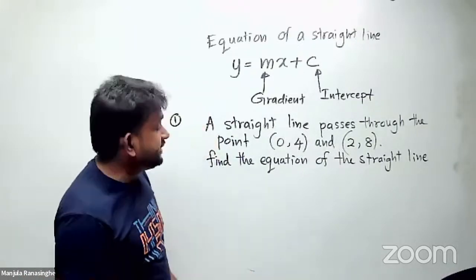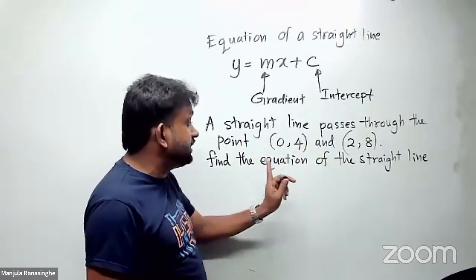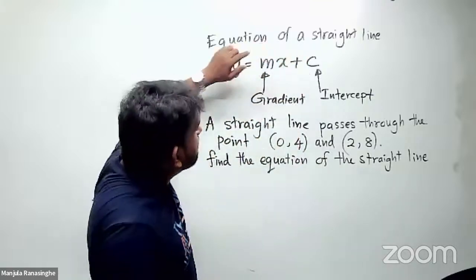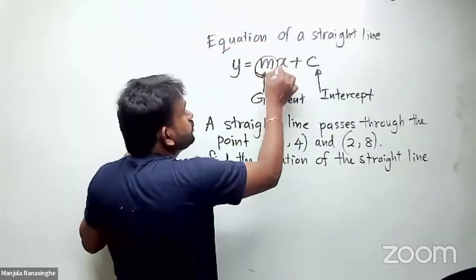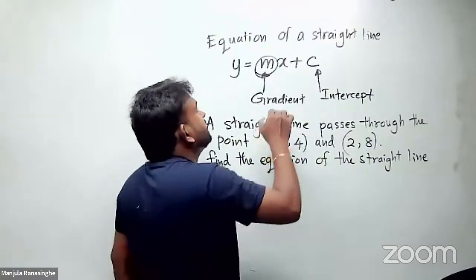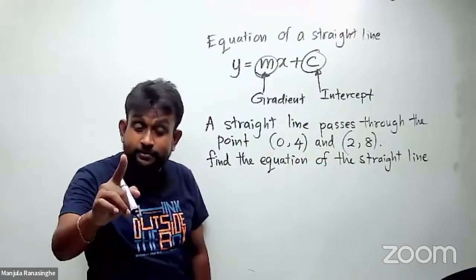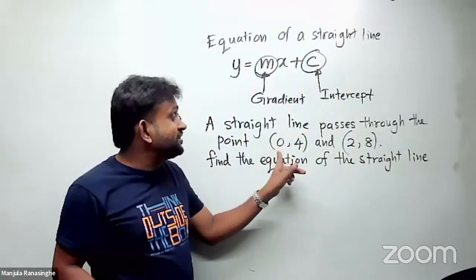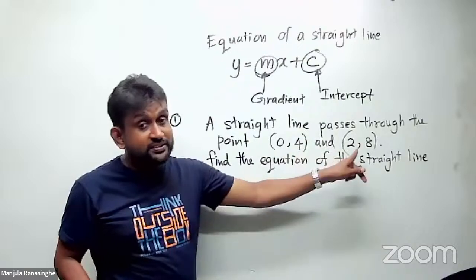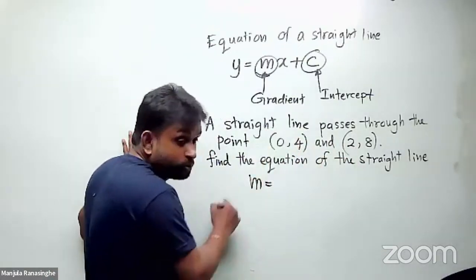Right. So what they're asking, a straight line passes through this point and this one. Find the equation of the straight line. So finding the equation of a straight line, you require two things, right? What are the two things? Right, m and c to be found. So how to find them? We learned that 2 points are required. That is given. So just find the m with use of the 2 points.